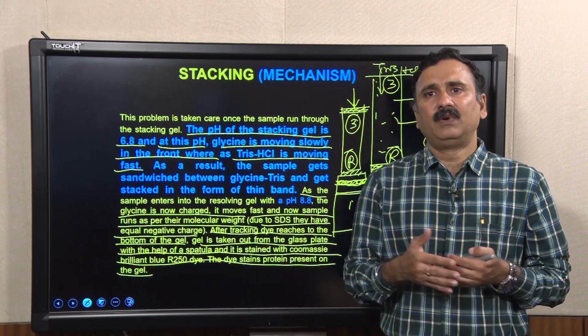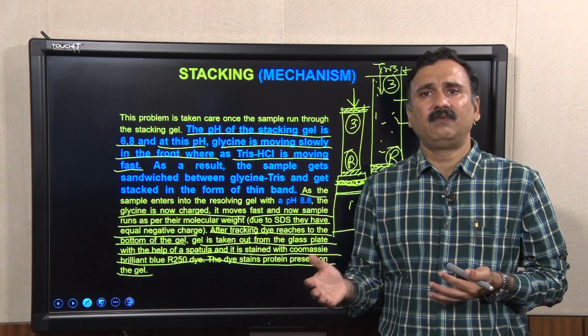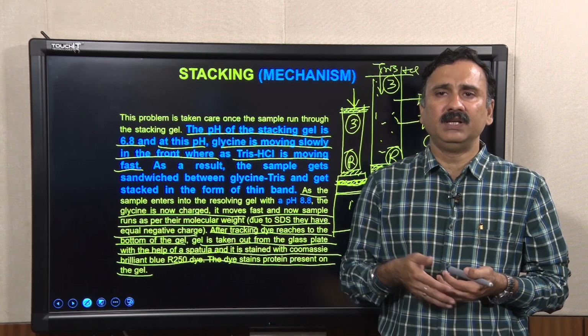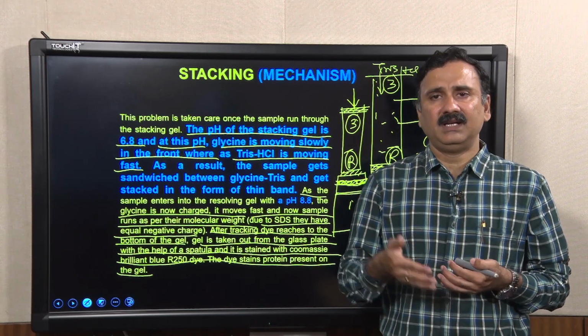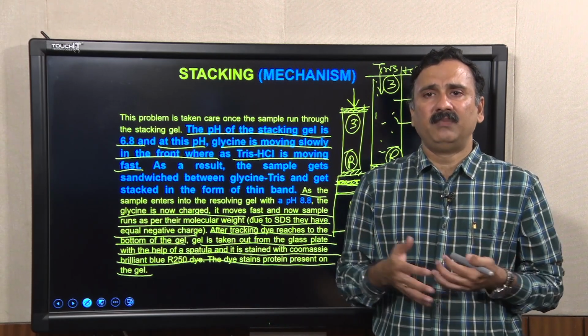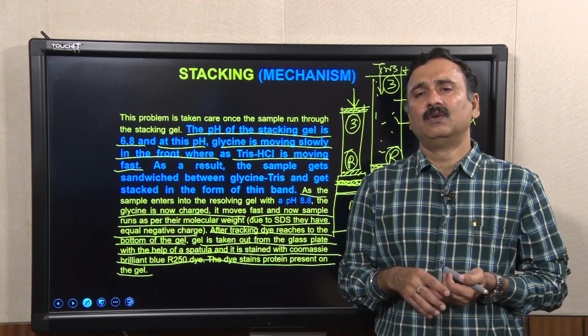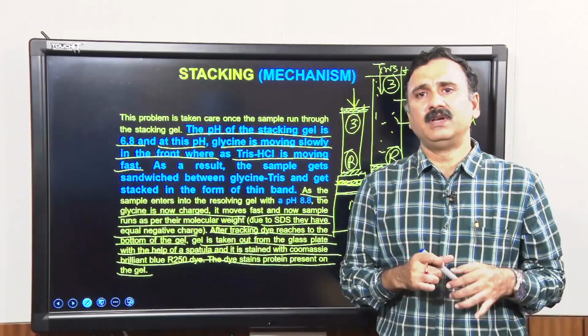So with this, we would like to conclude our lecture here. In our subsequent lecture, we are going to discuss the imaging, the staining and destaining, and how to analyze the gel pictures that you are going to capture just after the electrophoresis. So, with this I would like to conclude our lecture here.